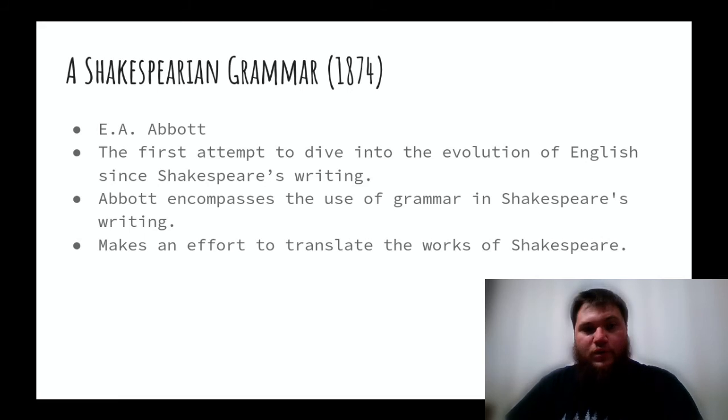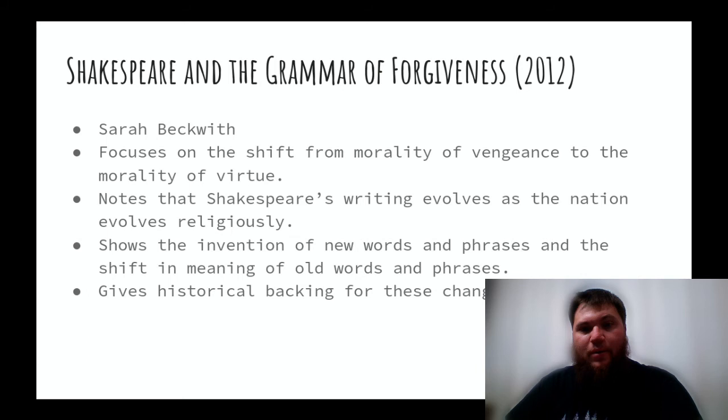My second source was Shakespeare and the Grammar of Forgiveness, which was written in 2012 by a lady named Sarah Beckwith. Beckwith focuses on the shift in the tone and the meaning of the Shakespearean plays from the first folio to the second folio. From the first folio, we see a lot of vengeance and retribution that we have to get from the main character, from the protagonist against the antagonist. And then in the second folio, we see a lot more virtue signaling.